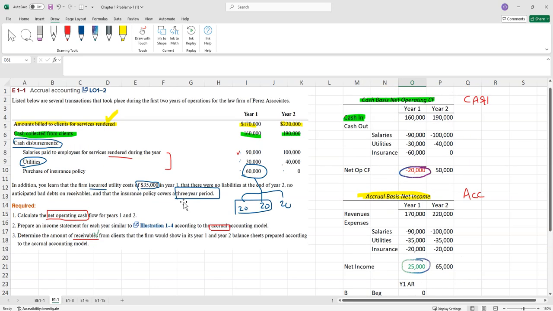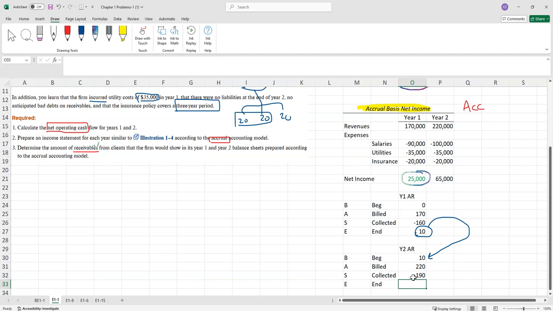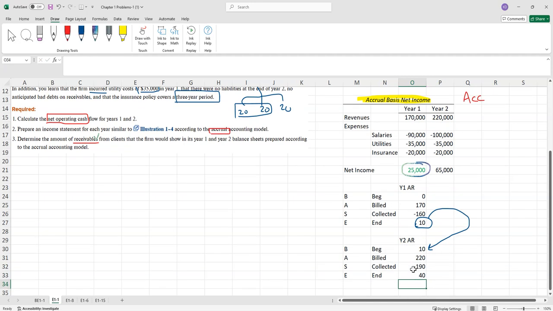We can then use the facts. In year two, we billed 220, but we collected 190. 220, we collected 190. Sum these, and at the end of year two, our accounts receivable balance will be 40. 40,000, 10,000. I just cut out some of the zeros.